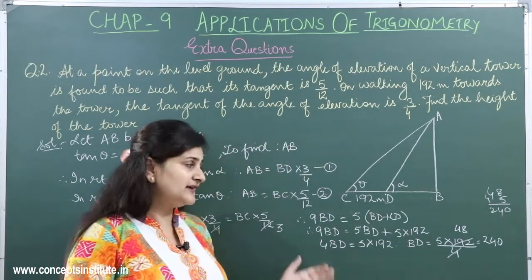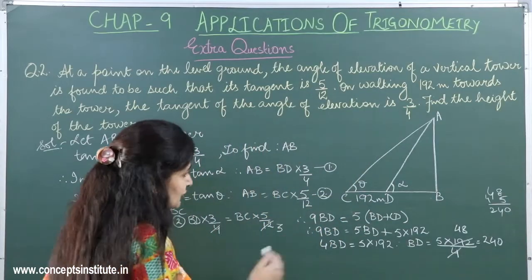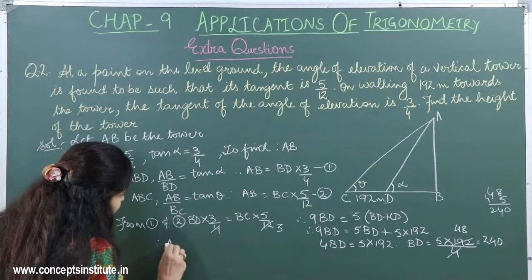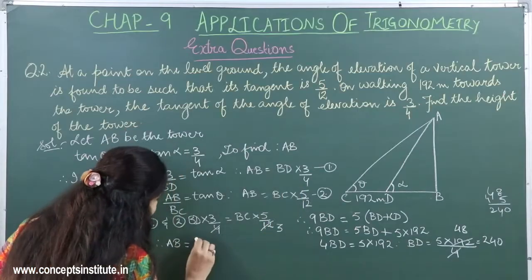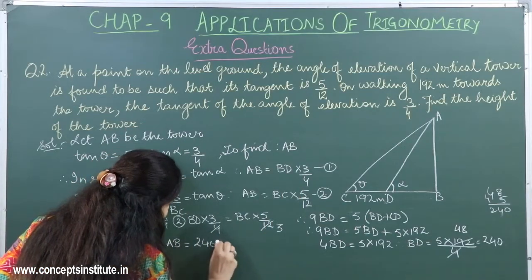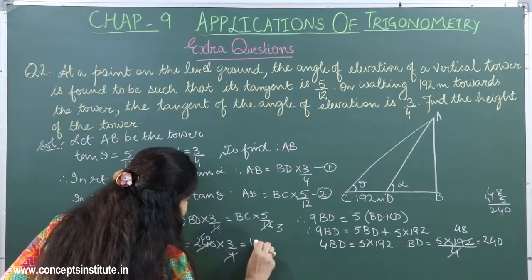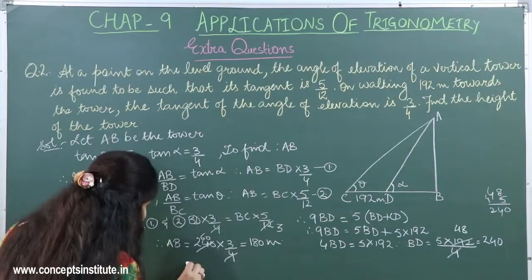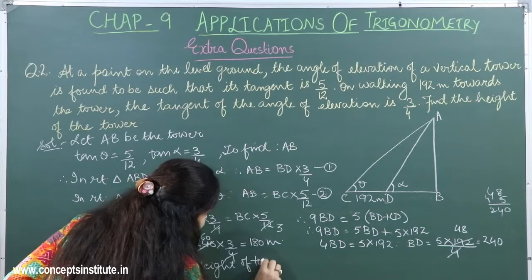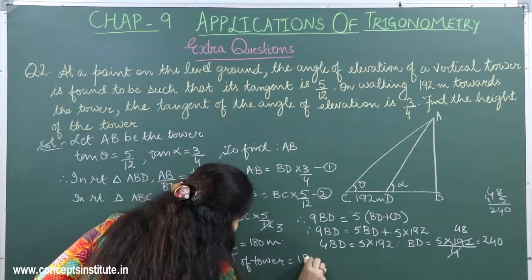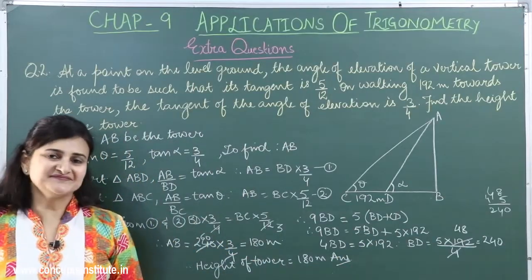But was I supposed to find out BD? No, I am supposed to find out AB. So if BD is 240, then what would be AB? AB is BD into 3 upon 4. So it would be 240 into 3 upon 4. This would be 60 into 3, which equals 180 meters. So the final answer, the height of the tower, would be 180 meters, and this is the answer, right?